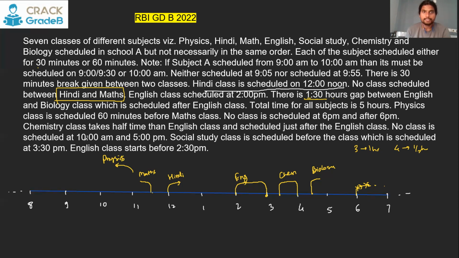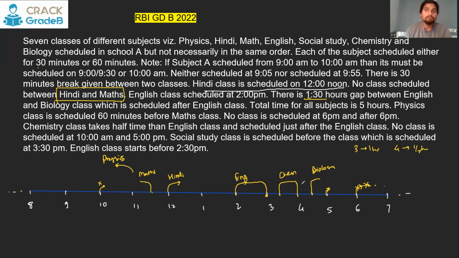No class is scheduled at 10 a.m. So from 10 a.m. onwards, no class starts at this point. No class is starting at 10 a.m. That is what it means. And at 5 p.m., no class can start. That is obvious, because if biology is starting at 4:30, even if it gets over at 5, no class can start at 5. Biology can continue till 5:30. That is a possibility, so we'll keep that up.